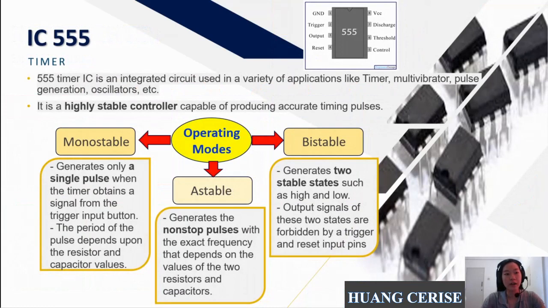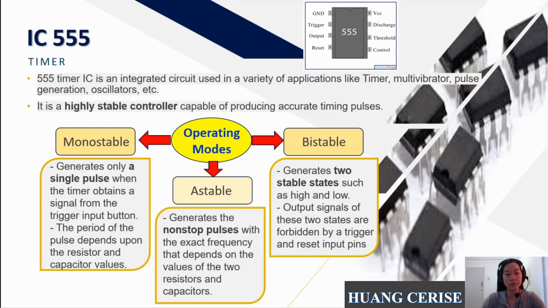Now let's talk about the IC 555 timer. The 555 timer IC is an integrated circuit used in a variety of applications like timers, multivibrators, pulse generation, and oscillators. It is a highly stable controller capable of producing accurate timing pulses. There are 3 operating modes, the first being monostable mode, which we will be using in this circuit. It generates only a single pulse when the timer obtains a signal from the trigger input button.